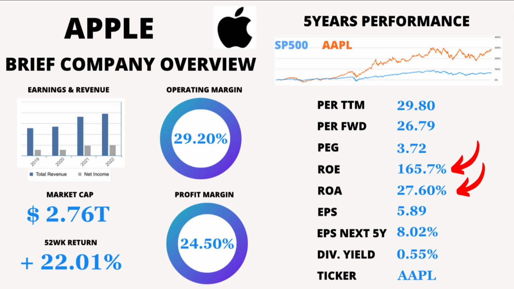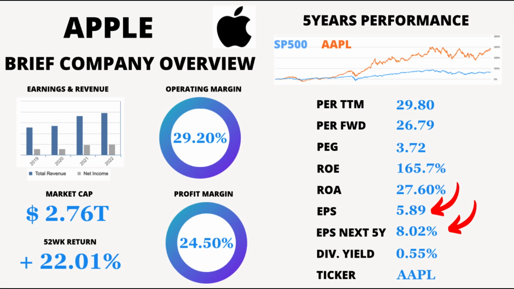Next, let's discuss the return on assets (ROA). The ROA reveals how efficiently a company utilizes its assets to generate profit. Apple's ROA is a solid 27.6%, indicating the company effectively generates profit from its assets.